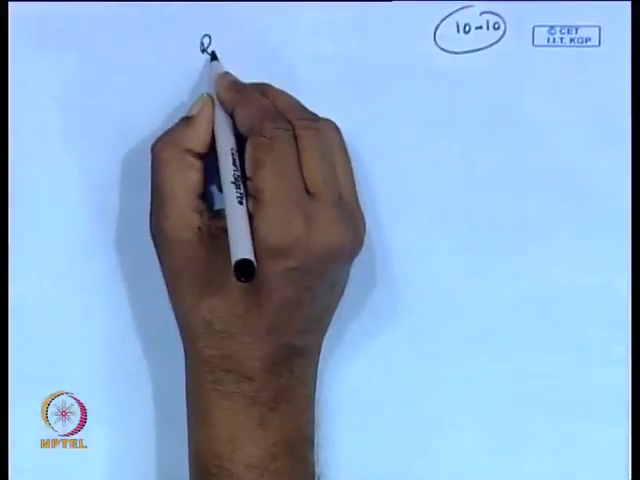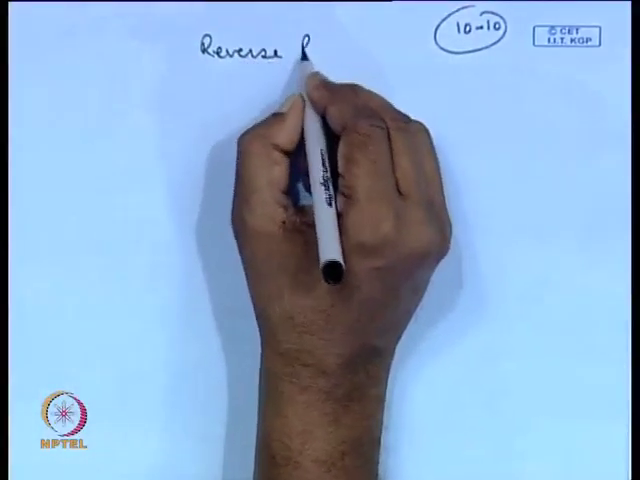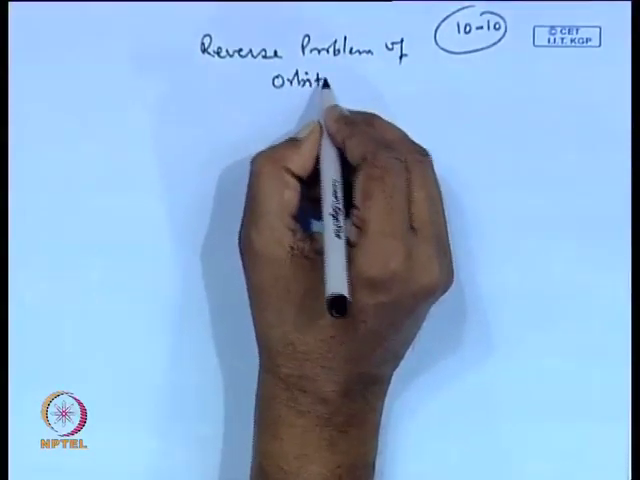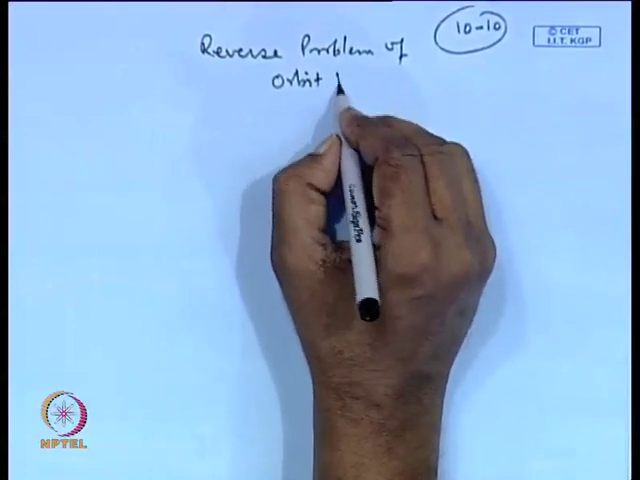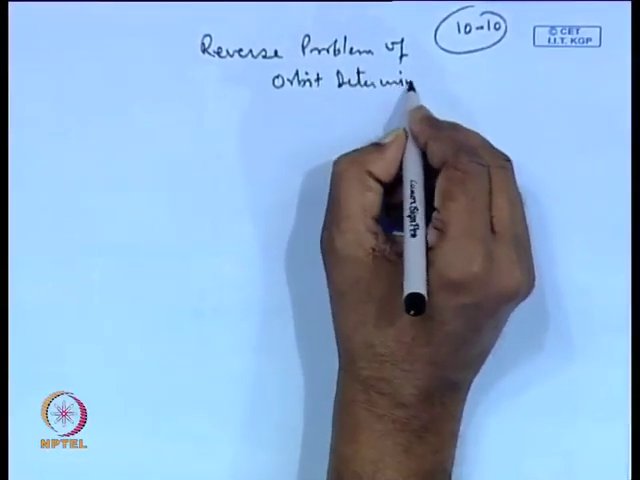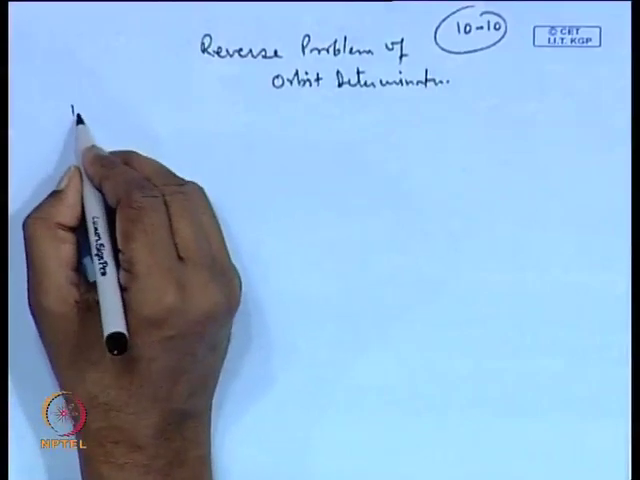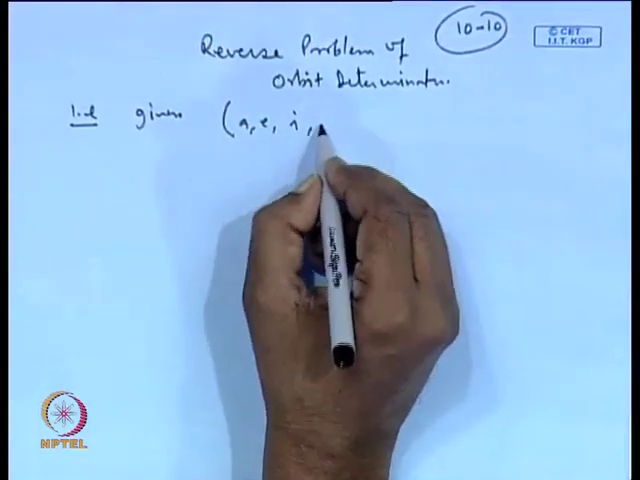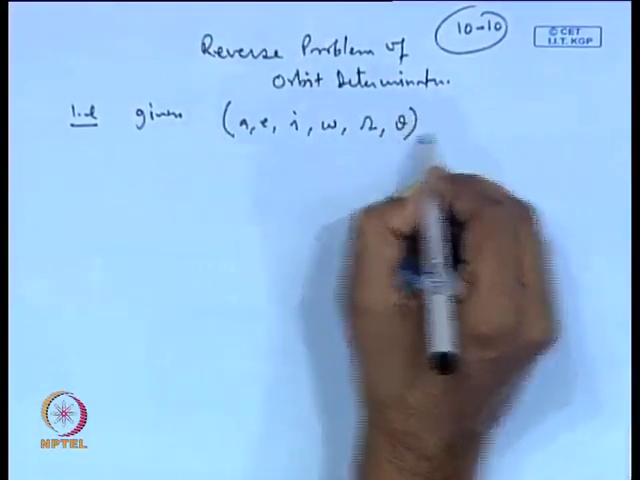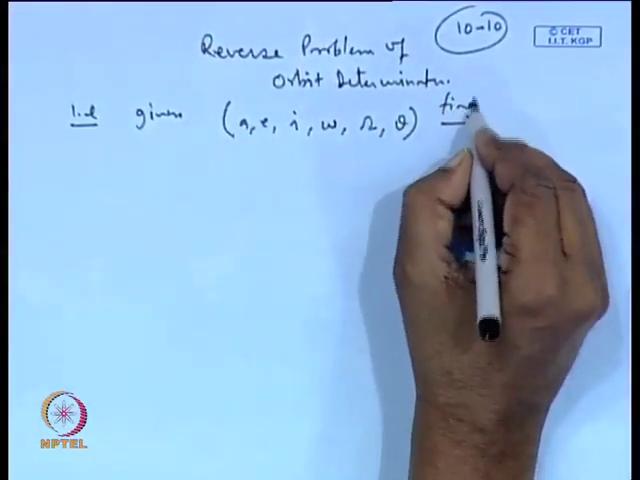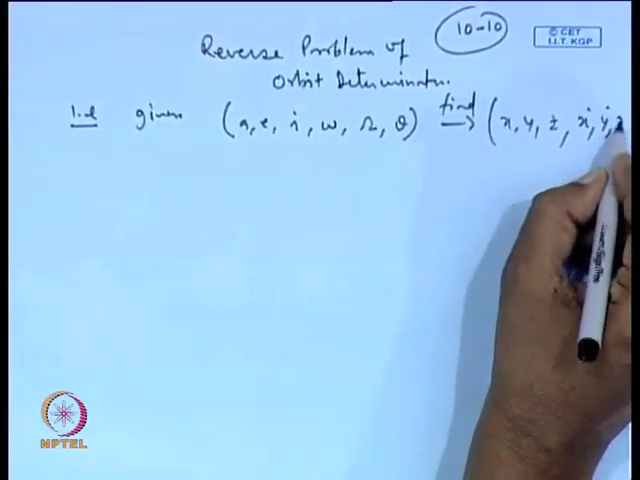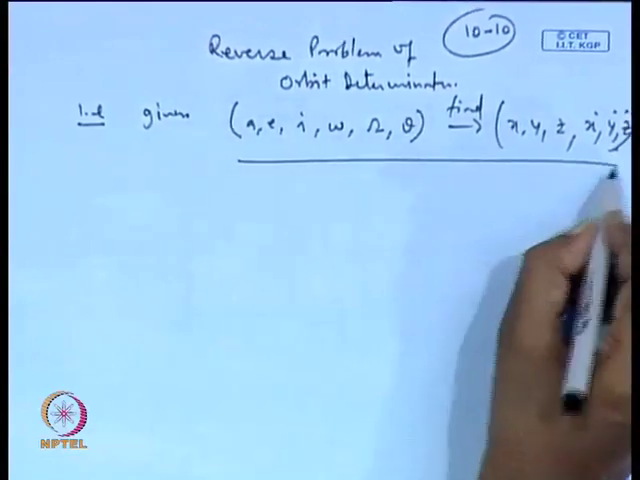Now, the reverse problem of orbit determination we take. That is, given A, E, I, small omega, capital omega and theta, find x, y, z, x dot, y dot, z dot.